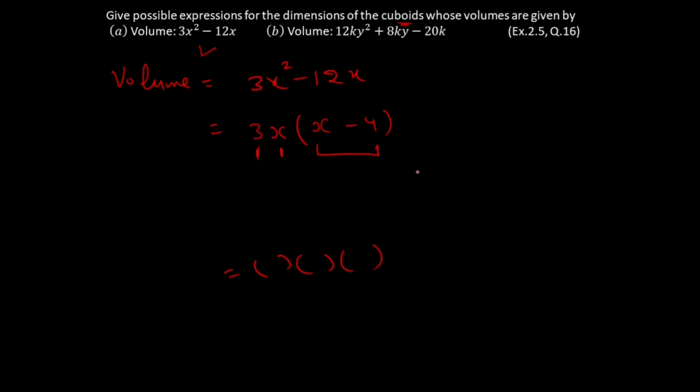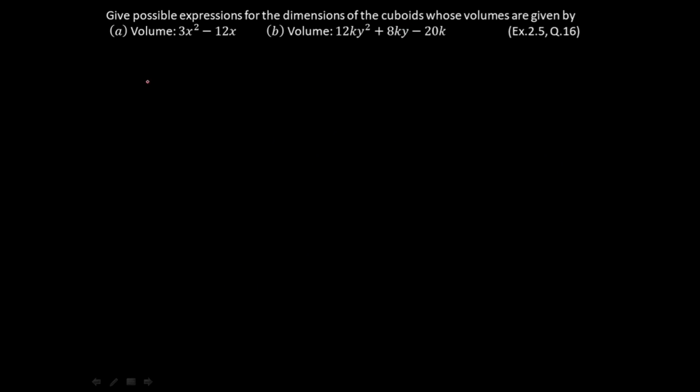So I can assume length is 3 units. That's up to me. Breadth is x units and the height is x minus 4 units. That's up to me. Even I can assume this is length, that is breadth, that is height. That's up to us. Let's pick the B part. That's a very important question. Very important part.